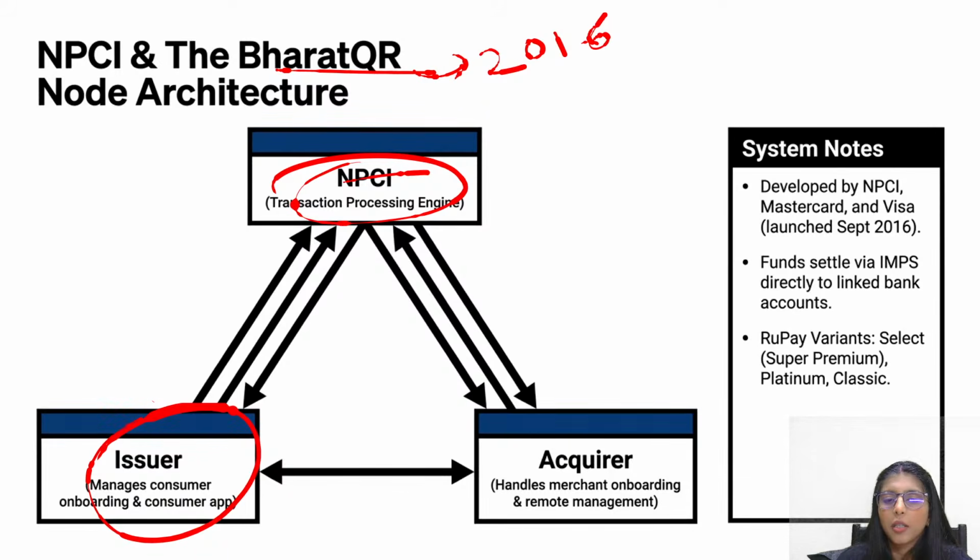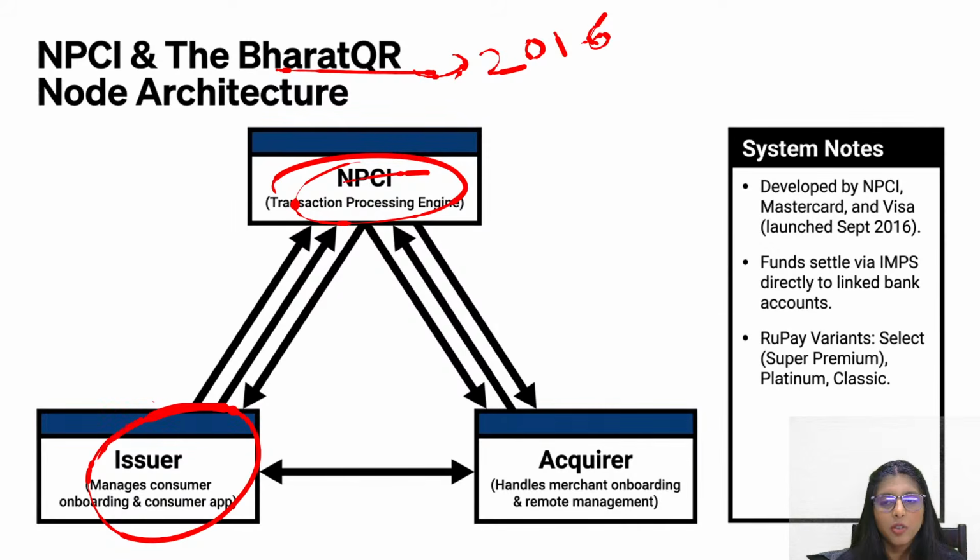So basically, step by step working: the first step is the customer scans the QR code through the bank or mobile app. Then the issuer bank sends the transaction request to NPCI. Then NPCI will process and route the transaction to the acquirer bank. Then the acquirer bank will credit the merchant account. Then the last step, the settlement happens through the IMPS network infrastructure.